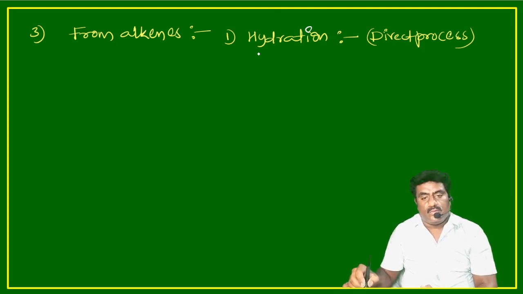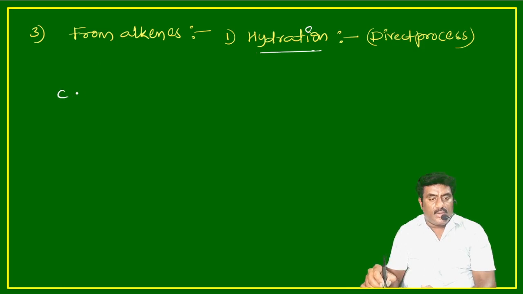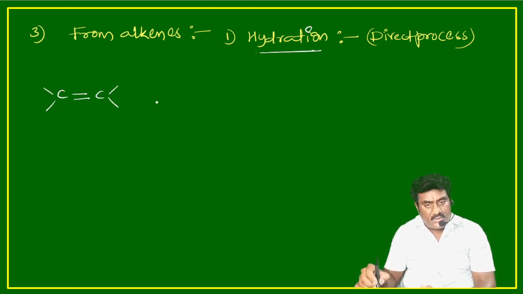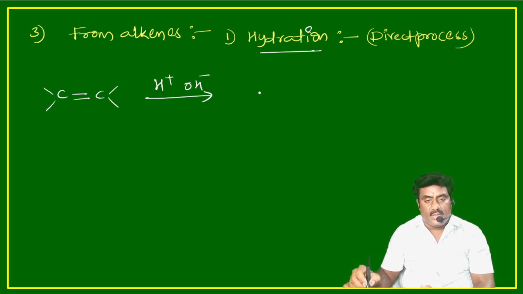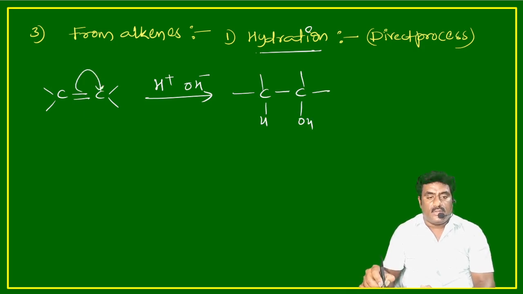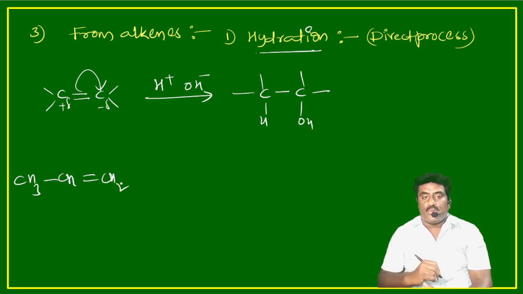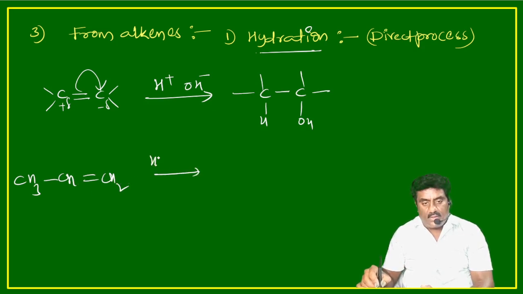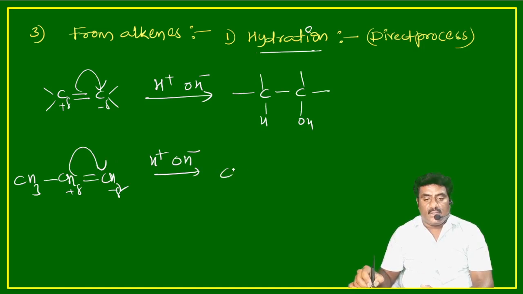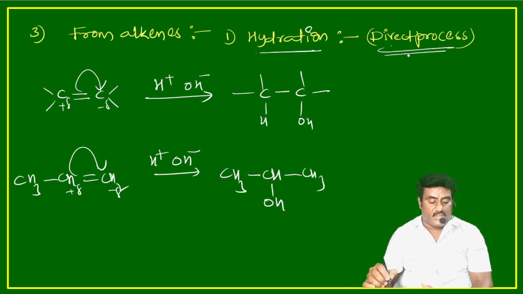The first one is hydration. What is the reagent? See, the carbon-carbon double bond, it is an alkene, in the presence of water. Water means H plus and OH minus. The pi bond is attracted by HOH, shifted, giving partial positive and partial negative charge. Taking one more example, CH3CH=CH2, propene, in the presence of H plus OH minus. The product is CH3CH(OH)CH3. The name of the method is direct method, hydration.